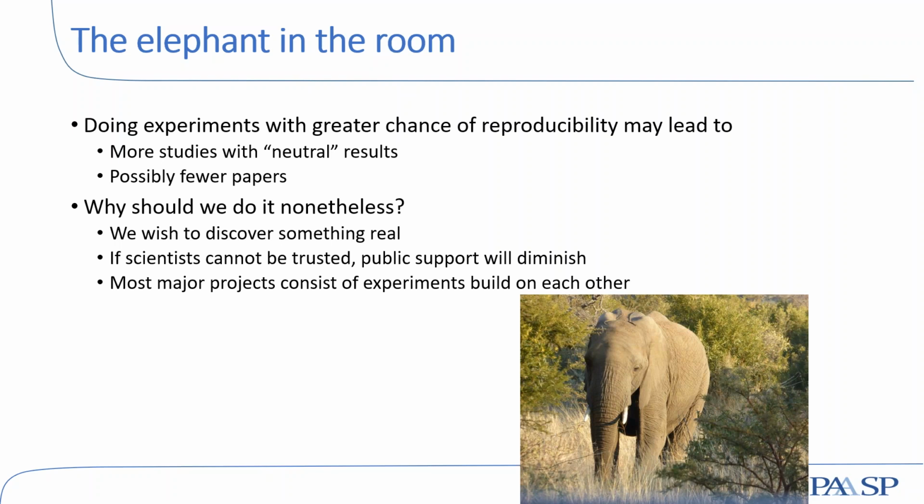Finally, the most immediate consequence is if all major projects, or most major projects, consist of experiments built on one another. If you do a poorly reproducible experiment in year 1 of your project and then build on that, you will waste a lot of time because you will find out down the line that you have been chasing a phenomenon that is not reproducible to begin with.